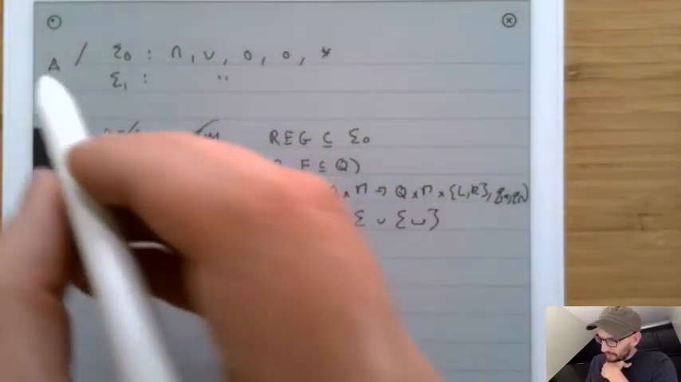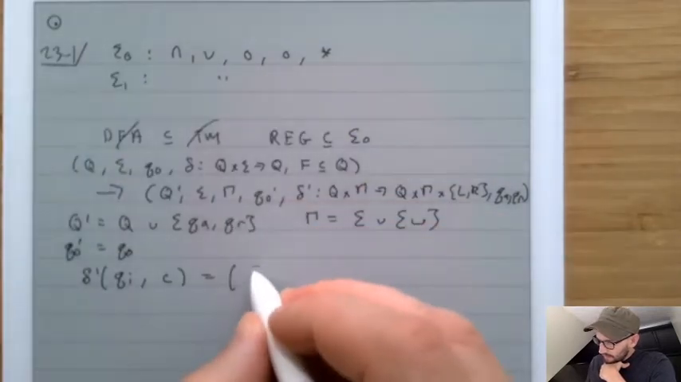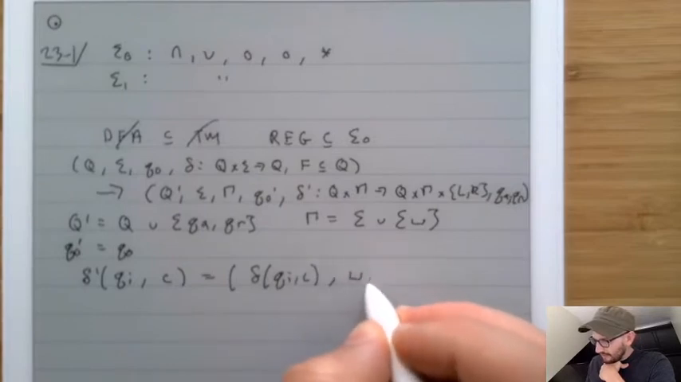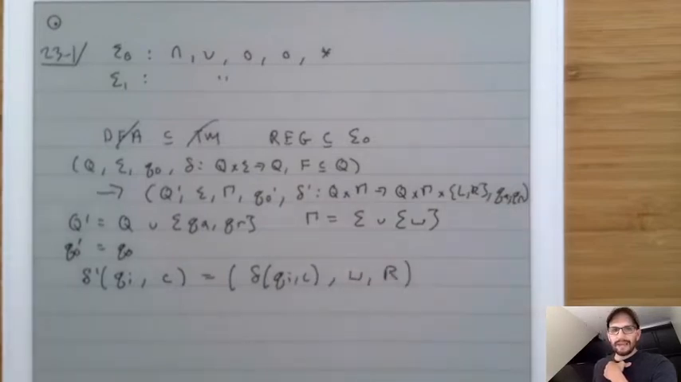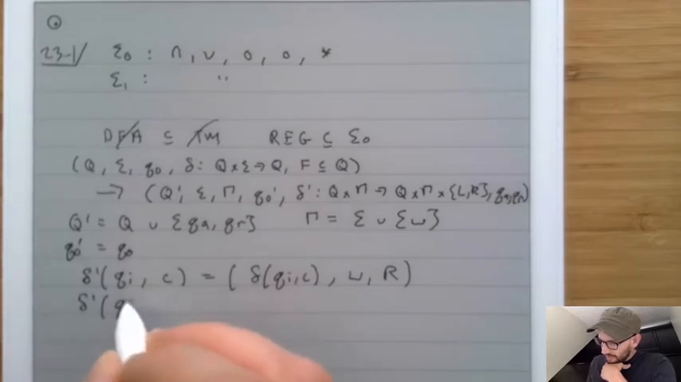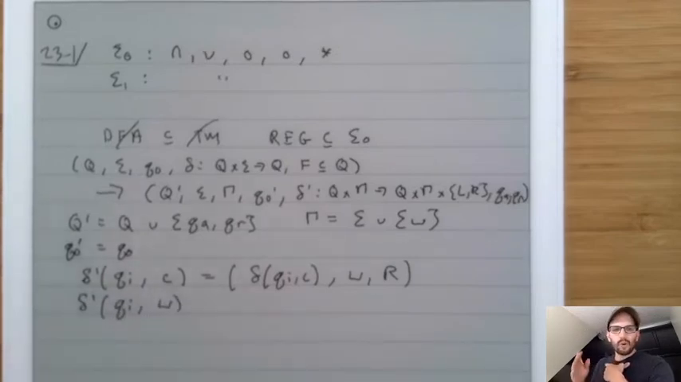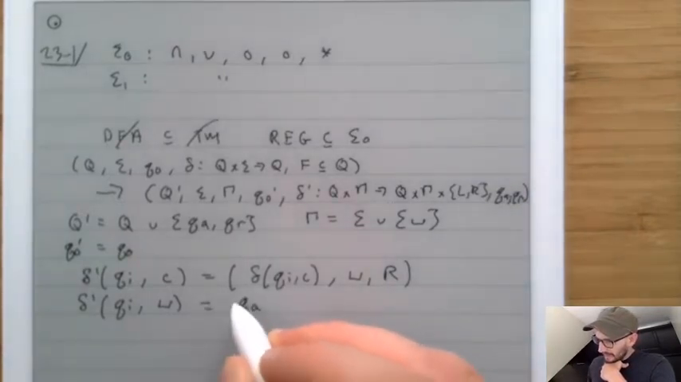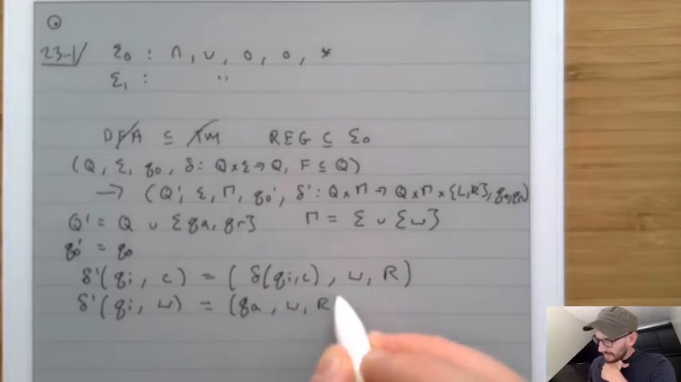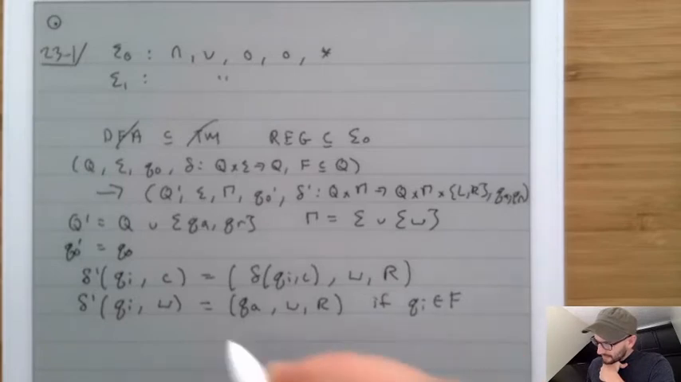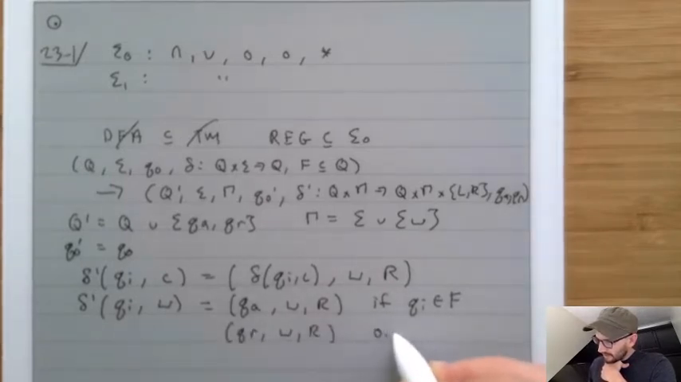So it's going to equal, we're going to call the original delta function on Qi and C, and we're going to write a blank and move right. Okay, and then we're going to say that delta prime of Qi and then a blank, which we'll only see when the thing is done, is going to equal Qa blank R if Qi is inside of F, and it's going to equal Qr blank R otherwise.